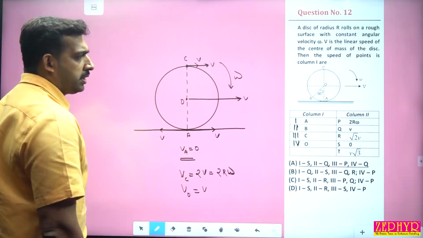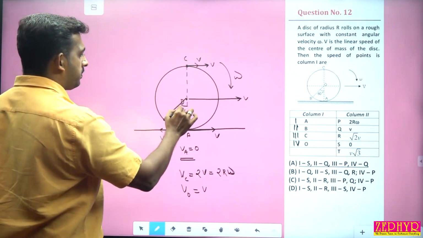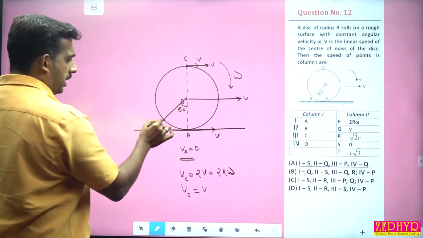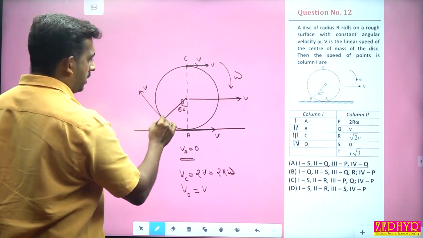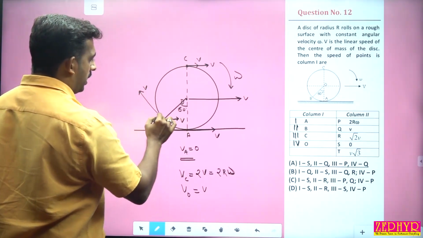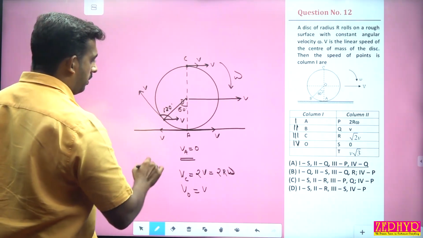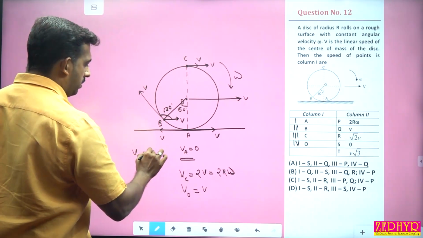Now the remaining velocity is at the point B. At the point B, you can see that it makes an angle of 60 degrees. Due to rotation, the tangential velocity will be like this, v, and the velocity due to the center of mass will be in this direction, v. So the angle between them will be 120 degrees. So the resultant velocity at that point will be v itself. So vB is equal to v.